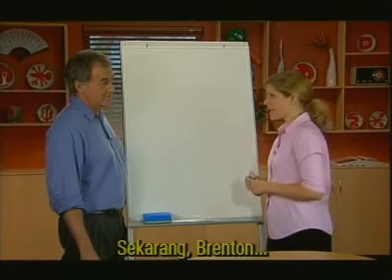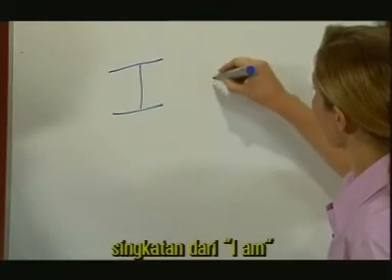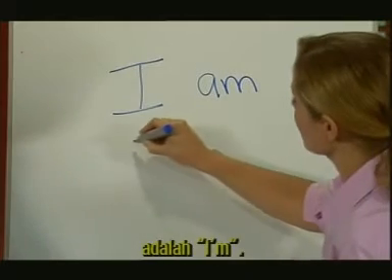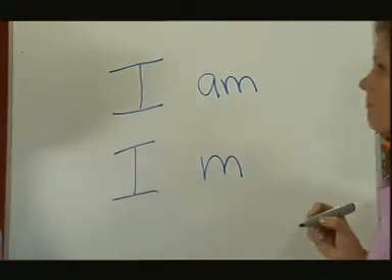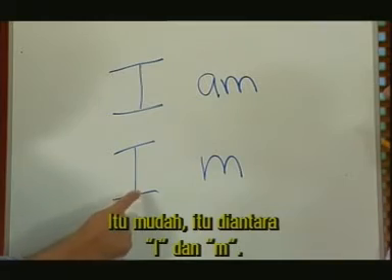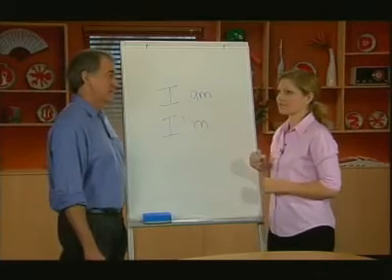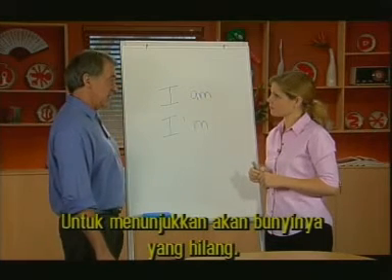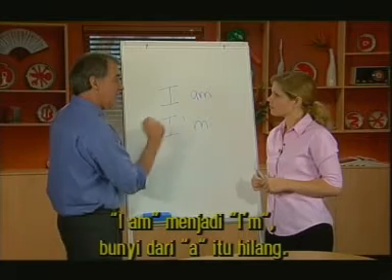Now, Brenton, the contraction of I am is I'm. Where do you put the apostrophe? Well, that's easy. Between the I and the M. What's the apostrophe for? To show that a sound is missing. I am, I'm. The a sound is missing.